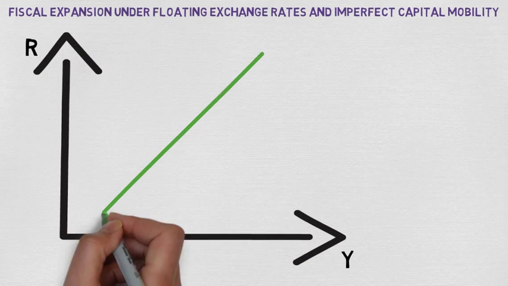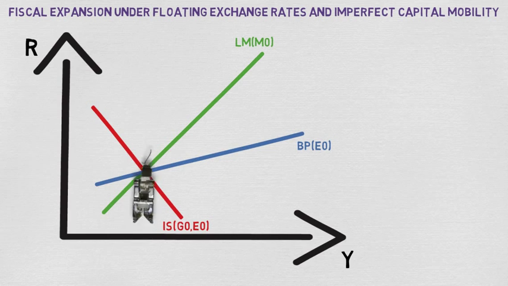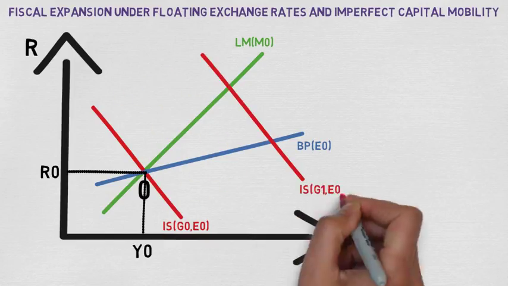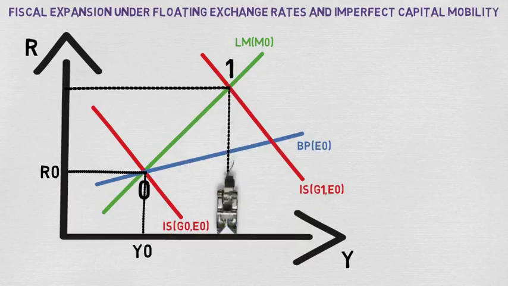Now let's move on to seeing the effect of the fiscal expansion under floating exchange rates and imperfect capital mobility. We start at point 0, and a fiscal expansion means that government spending increases from G0 to G1, so we see a shift in IS from IS G0E0 to IS G1E0. We have now moved to point 1, where there is higher interest rate and higher income.